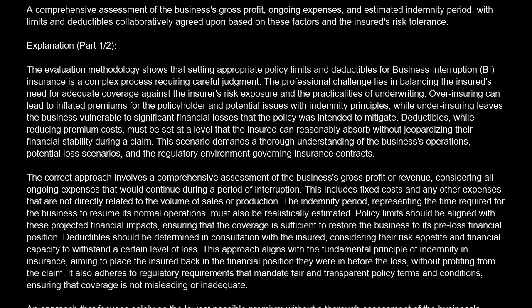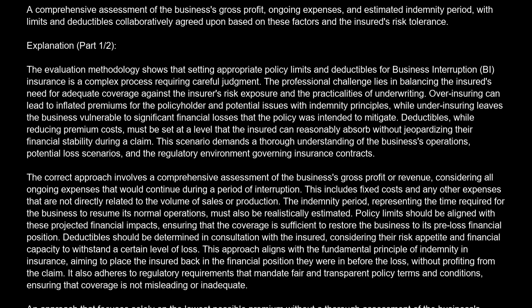The correct answer is C. A comprehensive assessment of the business's gross profit, ongoing expenses, and estimated indemnity period, with limits and deductibles collaboratively agreed upon based on these factors and the insured's risk tolerance.